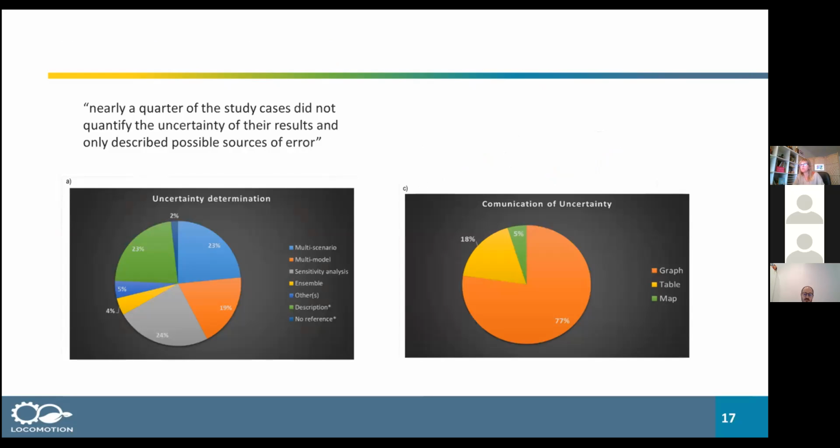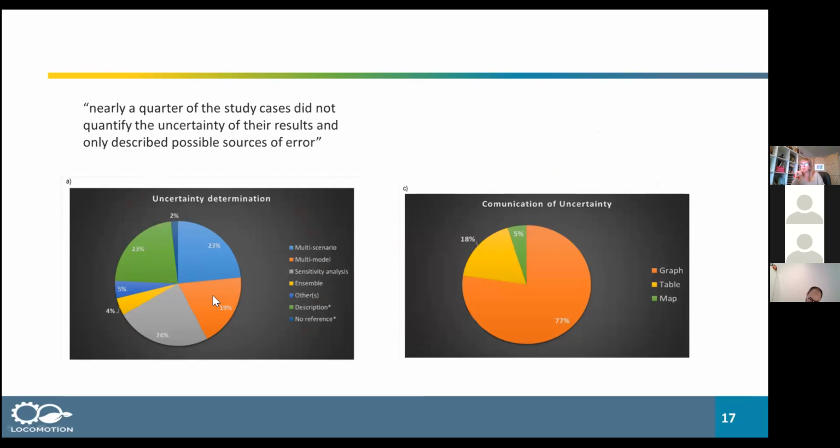So as I was saying before, when we compare the different methods and look at our results, we see that, for instance, if we start with the description, 23% of our studies only had a description or qualitative uncertainty analysis.